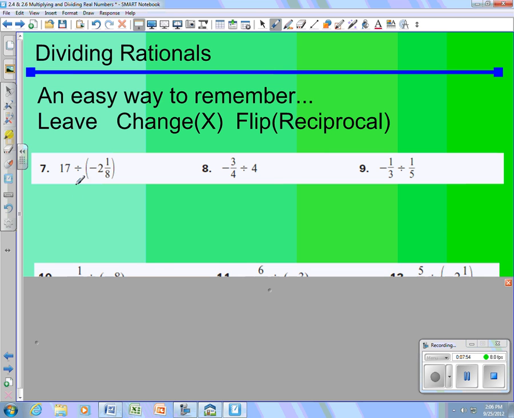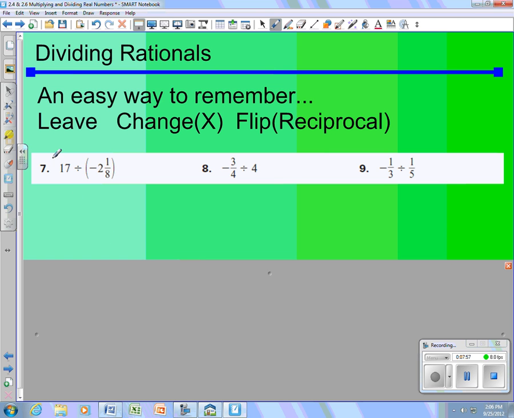So if I look at problem number 7, it has 17 divided by negative 2 and 1/8. So if you remember what I said from the previous slide, no matter what operation we're doing, we have to make everything into fraction form first. So we're going to write 17 over 1, divide by, I'm not changing it yet because I'm going to get everything in fraction form first. In this one, remember you leave the negative off. 8 times 2 is 16, plus 1 would be 17. Put the negative back on, and now we're ready to do the problem.